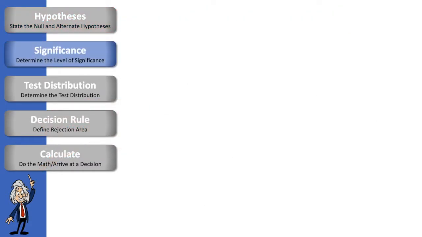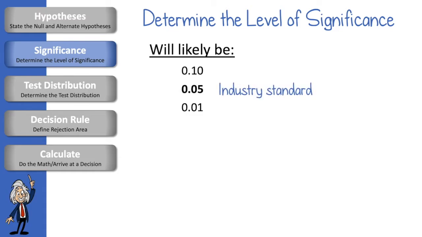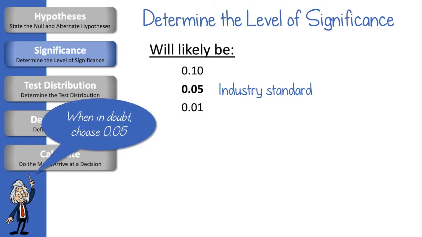Moving on, the second step of hypothesis testing is to determine the level of significance. This step is awesome because it takes less than 10 seconds. If you're in a statistics class, this is usually just stated in the problem, and it will likely be either 0.1, 0.05, or 0.01. 0.05 is considered the industry standard, so when in doubt, just choose 0.05.